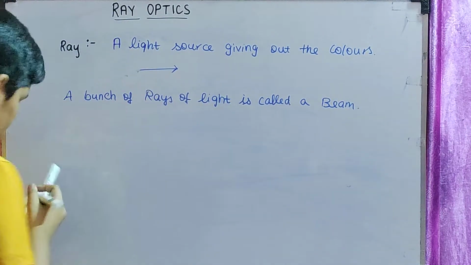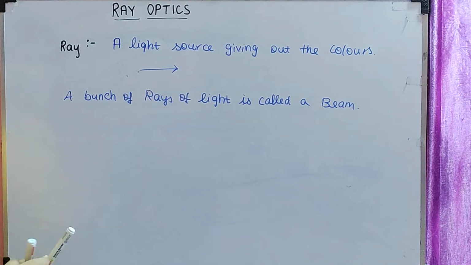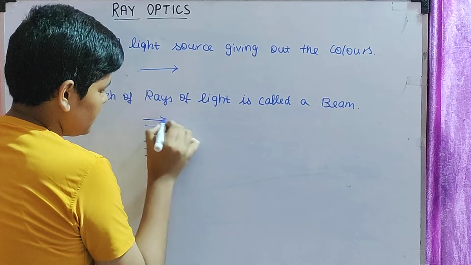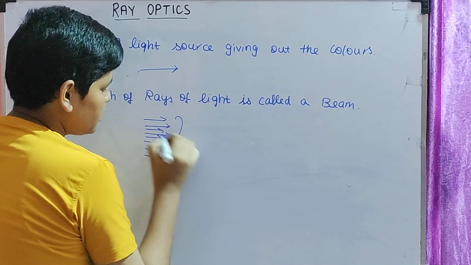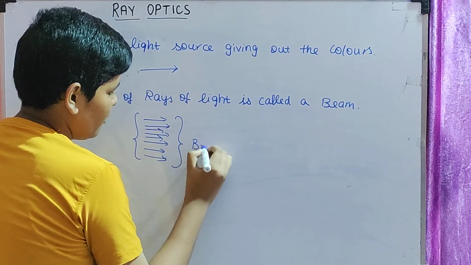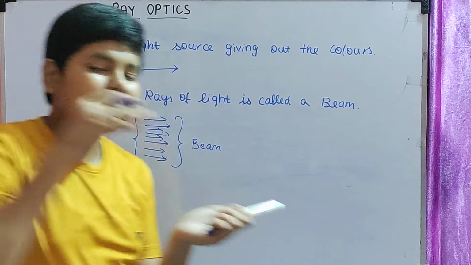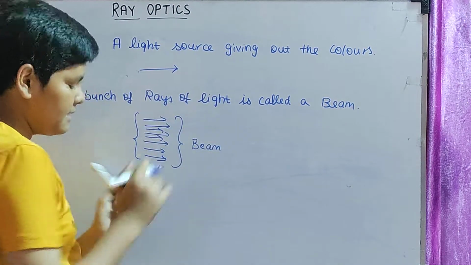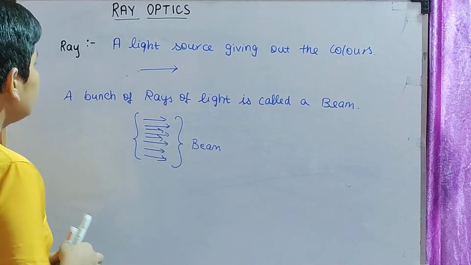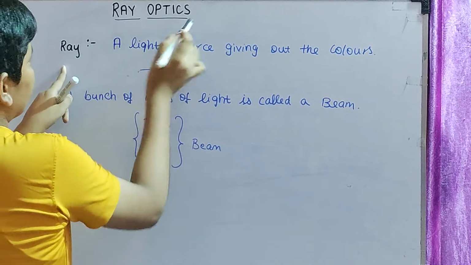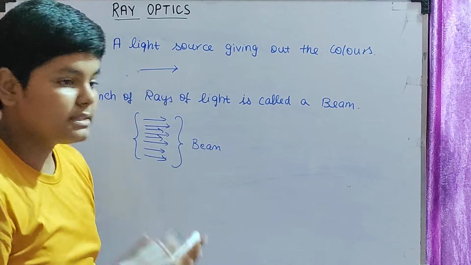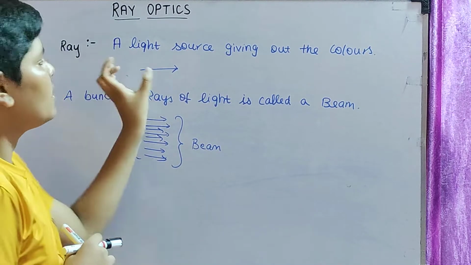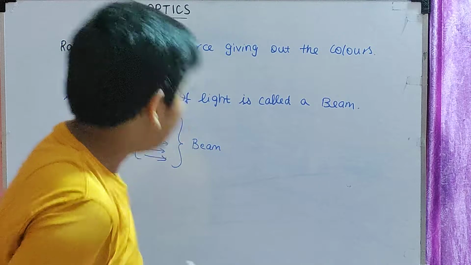Now this term beam is also very important. A bunch of rays of light is called a beam. Imagine 1 ray, 2 rays, 3, 4, 5, 6, 7, like that many rays are coming. This one set is called a beam of light. So many light rays are coming from the same source, and we can say a beam of light. Now we understood the meaning of ray. Ray optics means the study of light as a ray. We will be taking only one source of light and studying it in detail.